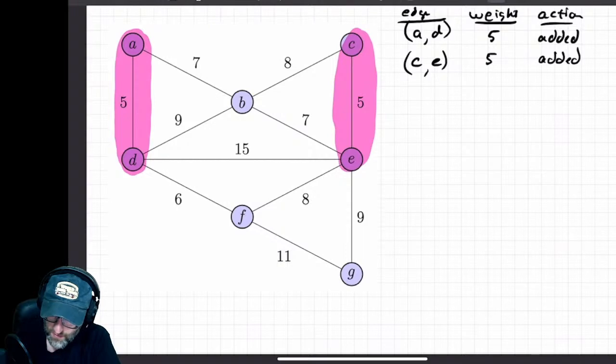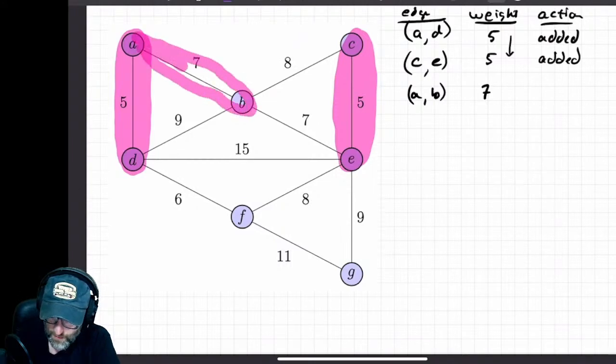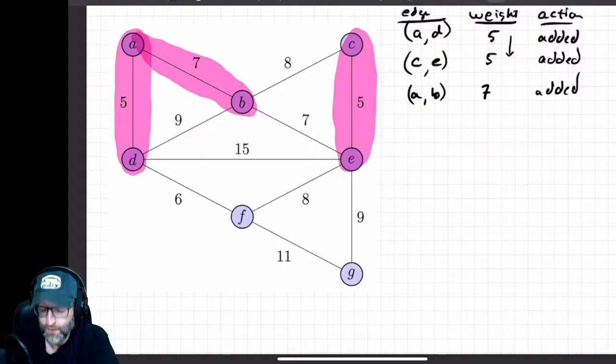Right? The next one that I would consider is A and B with a weight of 7. Again, you're considering weights in non-decreasing order, in increasing order. We say non-decreasing because, of course, you could have ties. How do you break those ties? Arbitrarily, it doesn't matter. Okay. I'm going to go ahead and add those, A to B. And there is my tree. I've added that to that one tree over there. So I added it, and you'll note here that it does not induce a cycle.